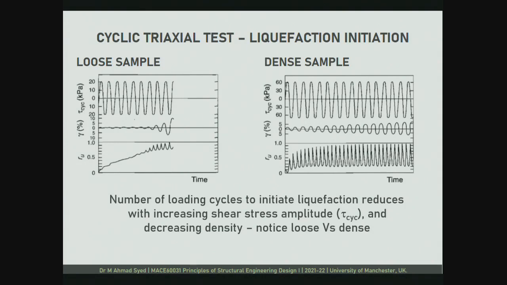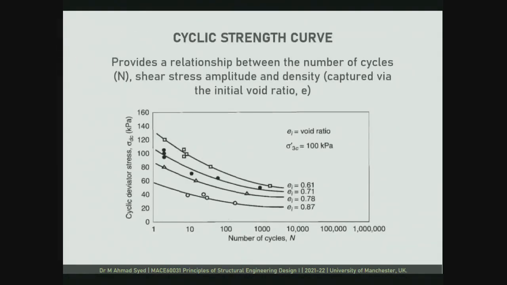Now we can also plot this in a slightly different way, which we call the cyclic strength curve. It provides a relationship between the number of cycles on the x-axis, the shear stress amplitude on the y-axis, and density. Density is captured through the initial void ratio in these four graphs.